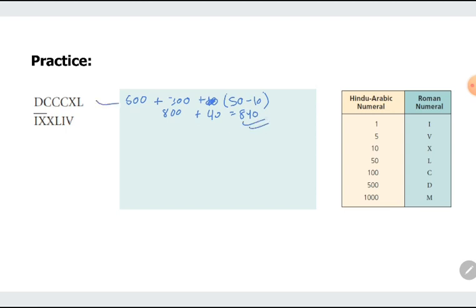Now for the second one, so we know that I is 1, X is 10, so 10 minus 1, that's 9. Let's multiply that by 1000, plus XL again, so that's 50 minus 10 again, and then IV, that's 5 minus 1, or as we already know, 4. This is 40, this is 9000. So what we have here is 9044.